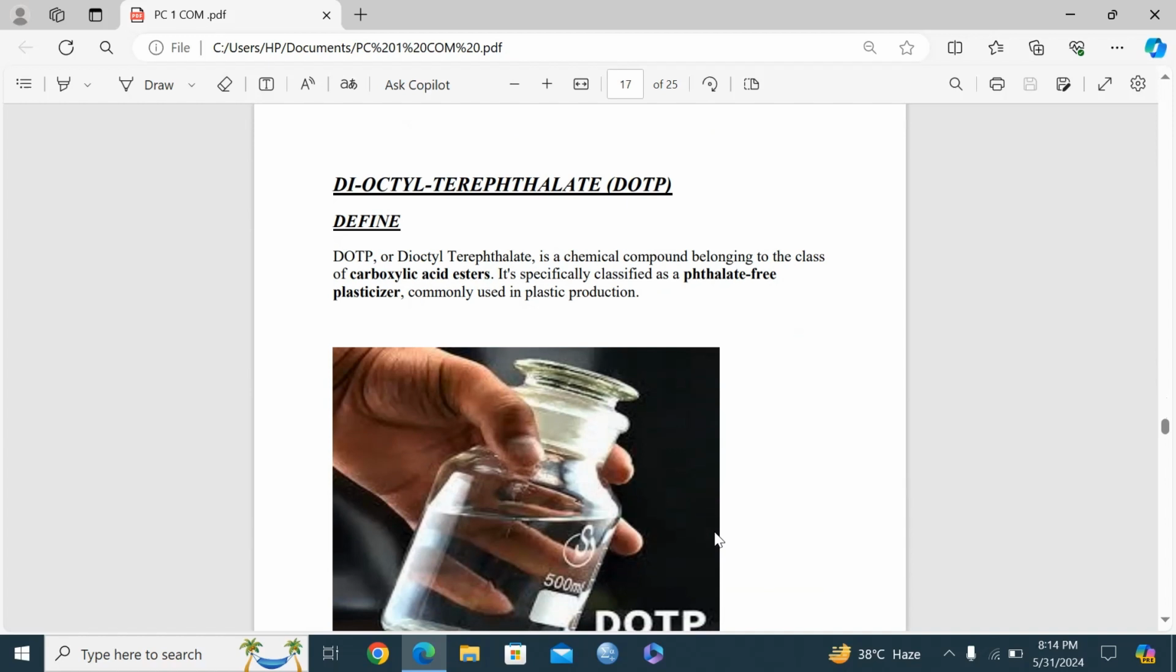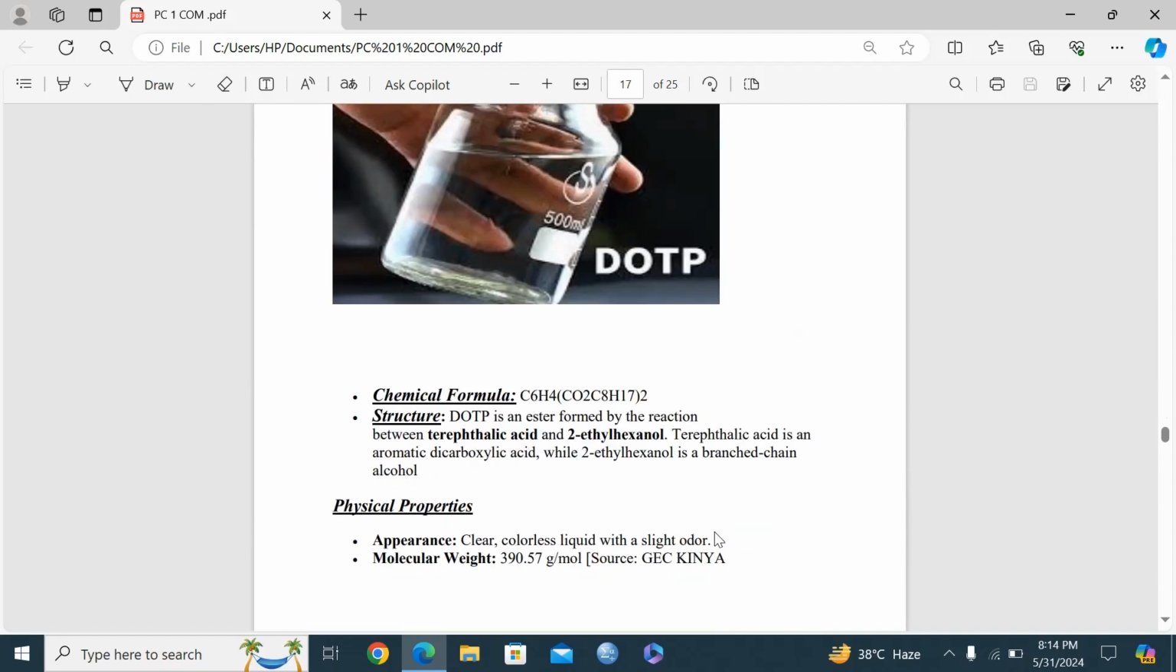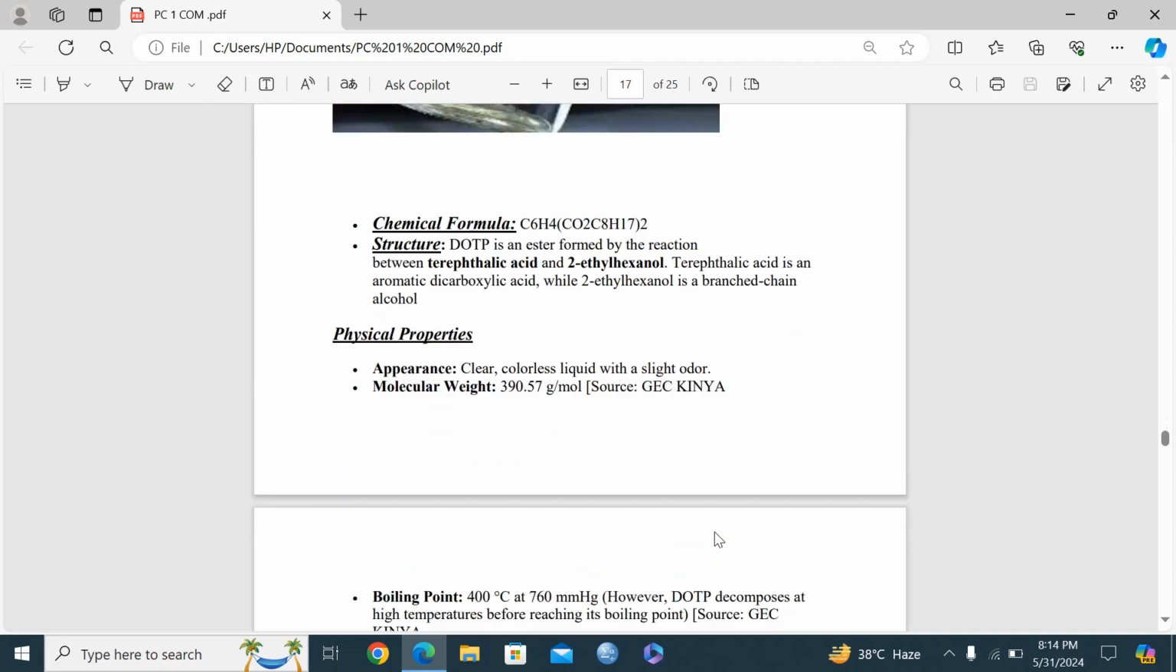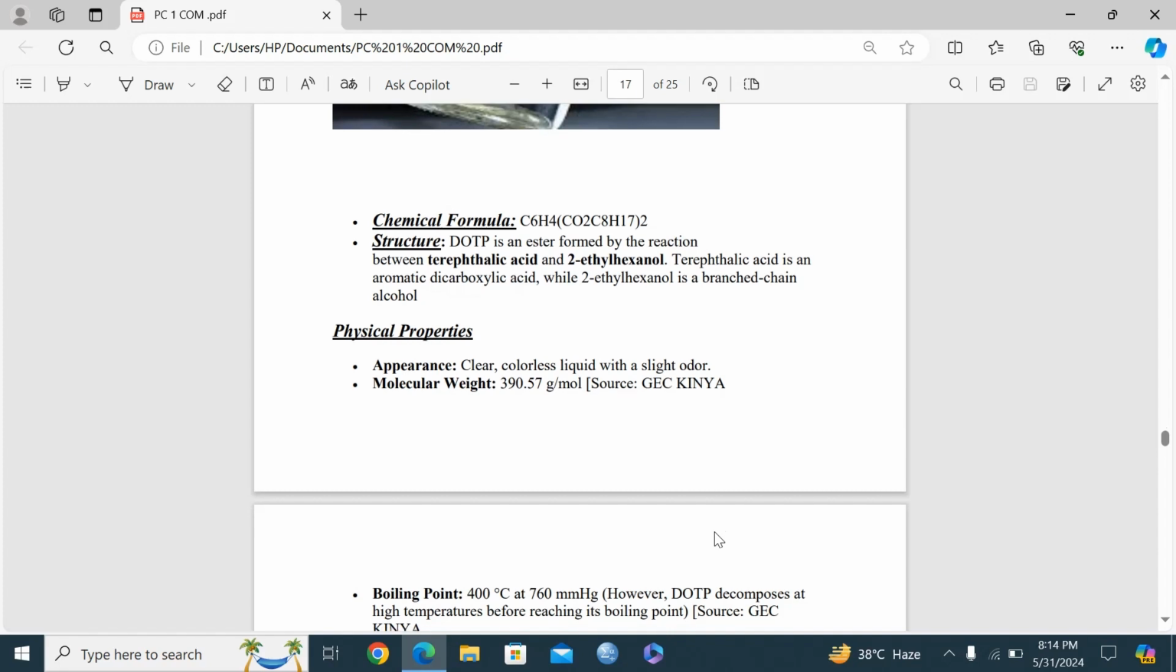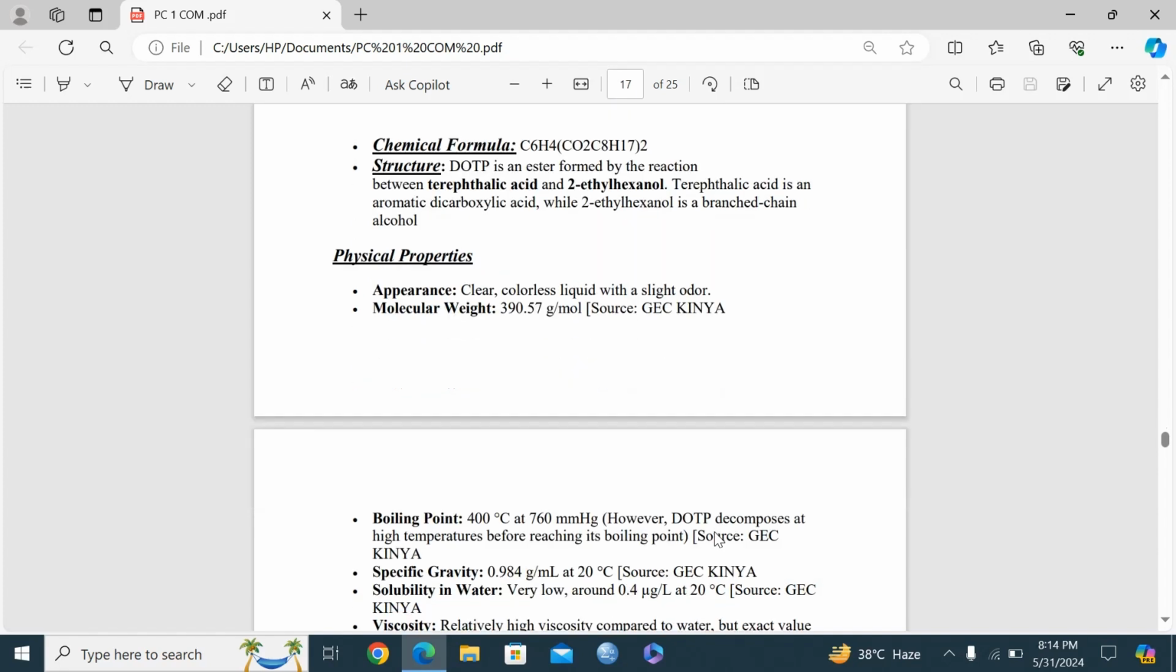DOTP is a chemical compound belonging to the class of carboxylic acid esters. It's especially classified as a phthalate-free plasticizer commonly used in plastic products. Chemical formula and structure: DOTP is an ester formed by the reaction between terephthalic acid and 2-ethylhexanol. Terephthalic acid is an aromatic dicarboxylic acid, while 2-ethylhexanol is a branched-chain alcohol.